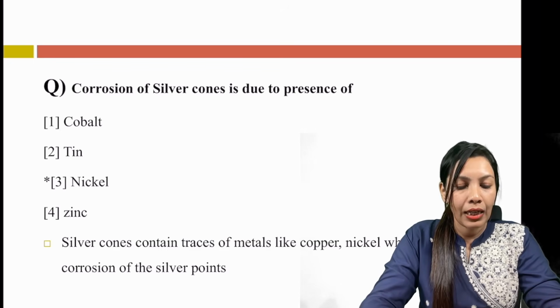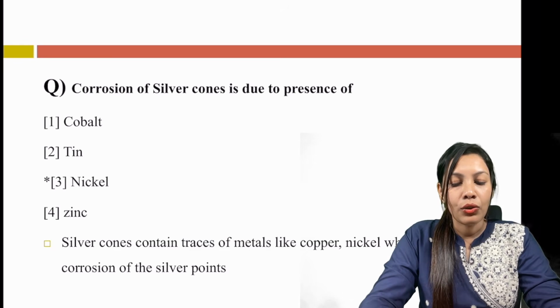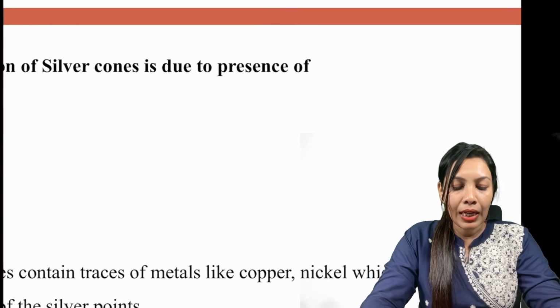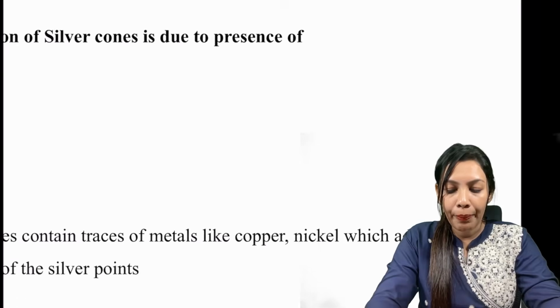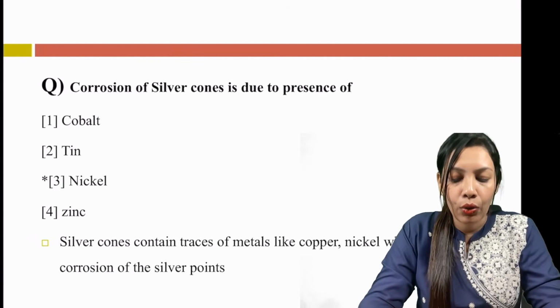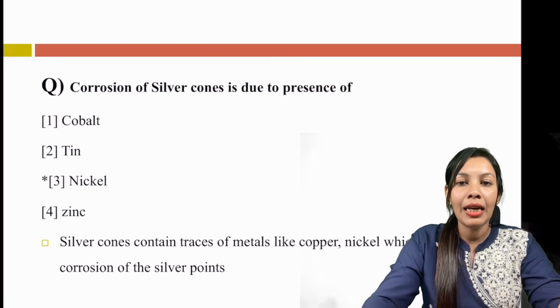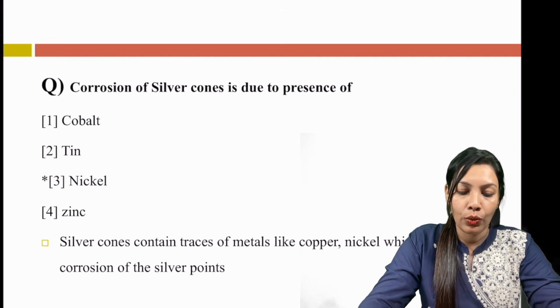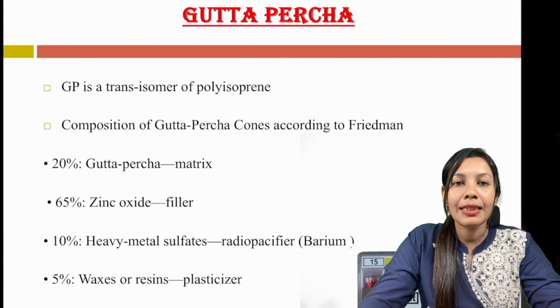So the question is: corrosion of silver cone is due to the presence of what? Corrosion of silver cone is due to the presence of nickel. The silver cone contains traces of metals like copper and nickel, which add to the corrosion of the silver point. So mainly the nickel and copper are responsible for the corrosion that takes place in the silver cones. Next is gutta percha.